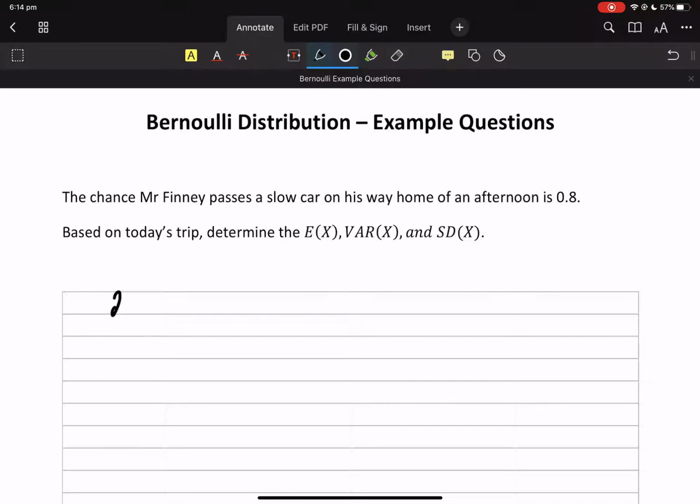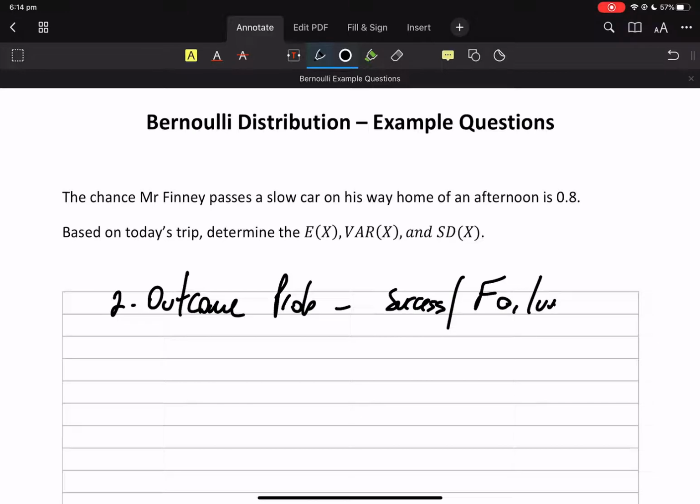So let's just go: two outcome probability. And there's going to be a success or a failure. There's only going to be one trial. Therefore, Bernoulli.